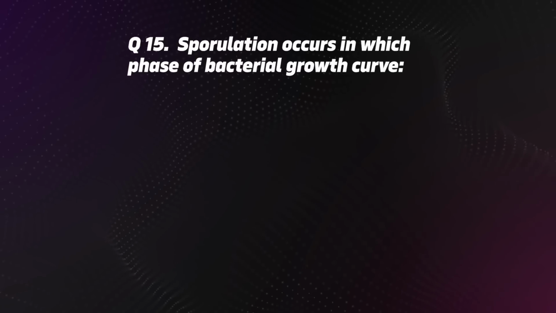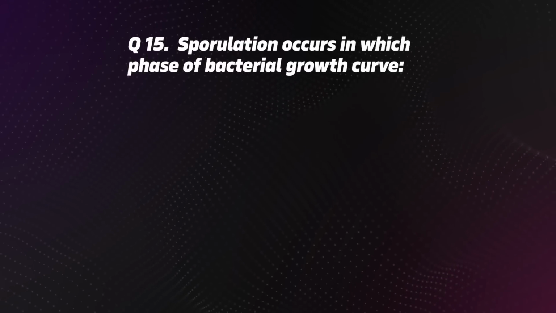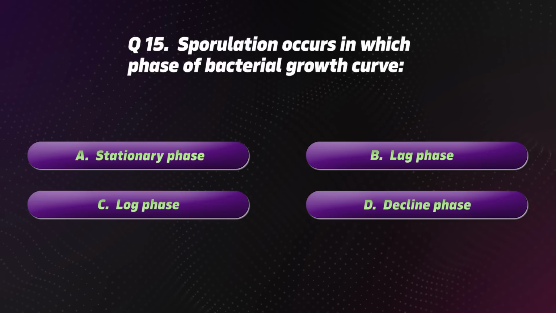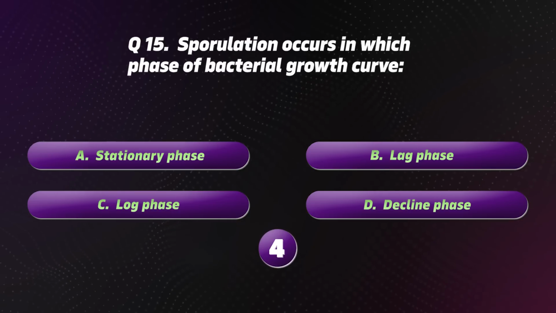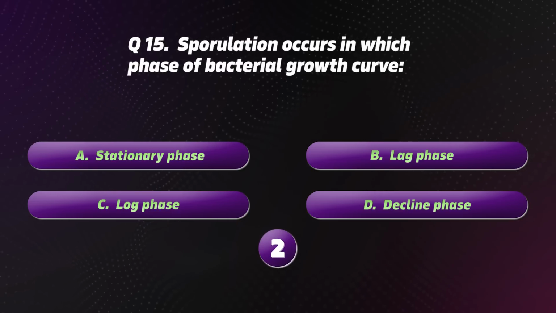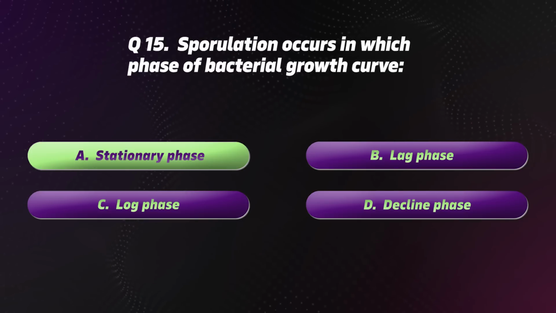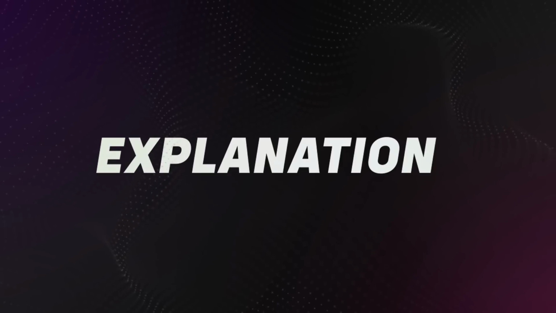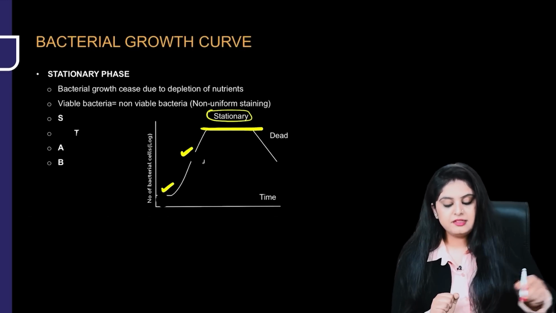Question 15. Sporulation occurs in which phase of the bacterial growth curve? Here are the options. A. Stationary phase. B. Lag phase. C. Log phase. D. Decline phase. And the correct option is A. Stationary phase. Here is the explanation. Now we move on to the stationary phase. The bacterial count has come to a standstill.